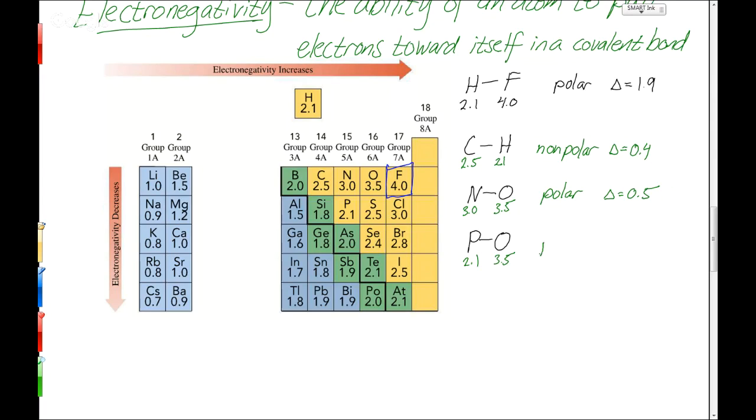And so then PO is a big difference, with that difference being 1.4.